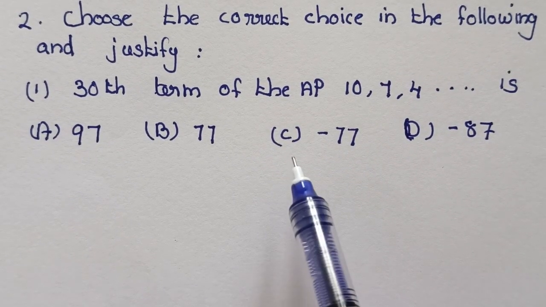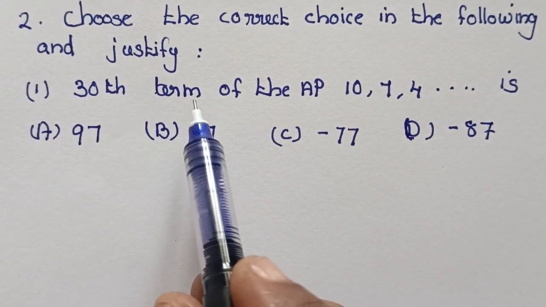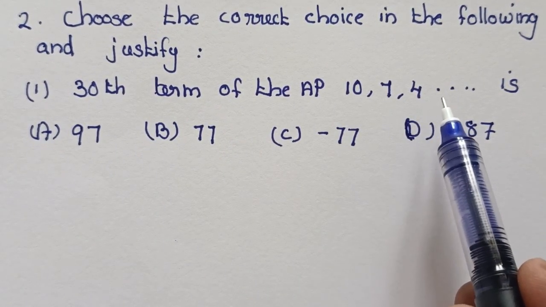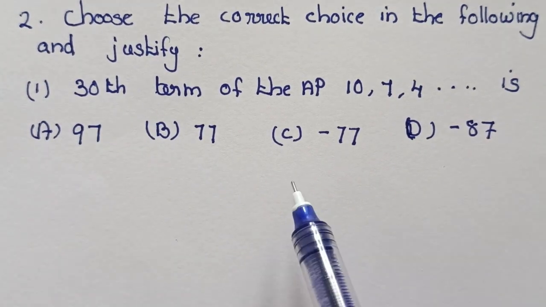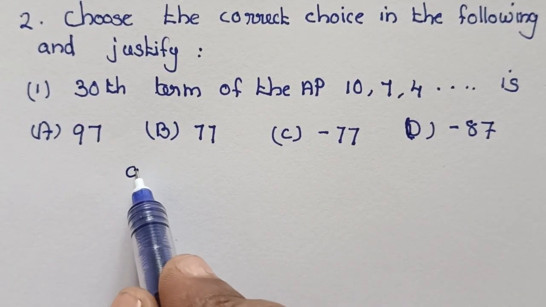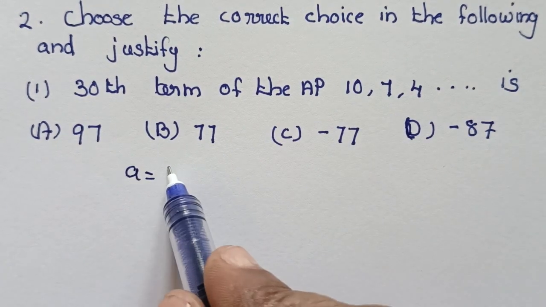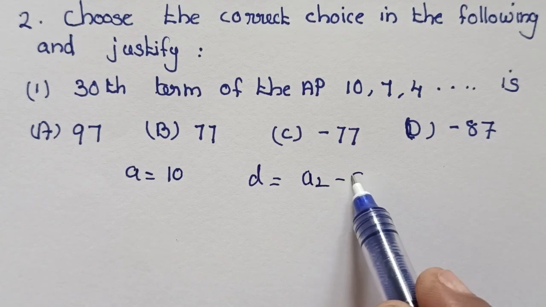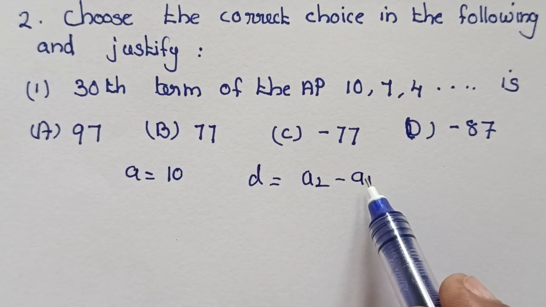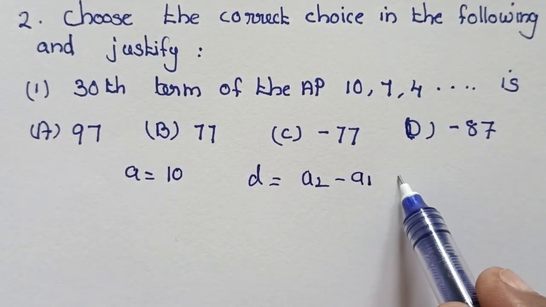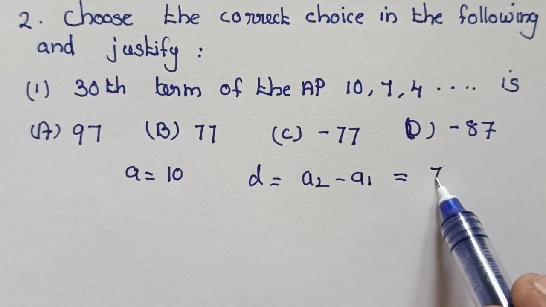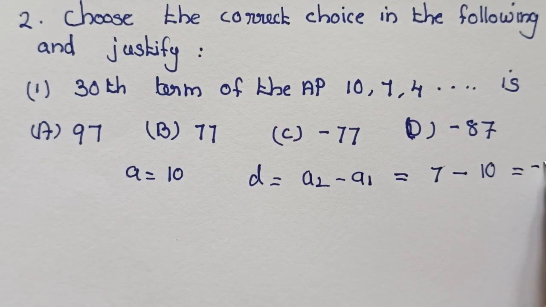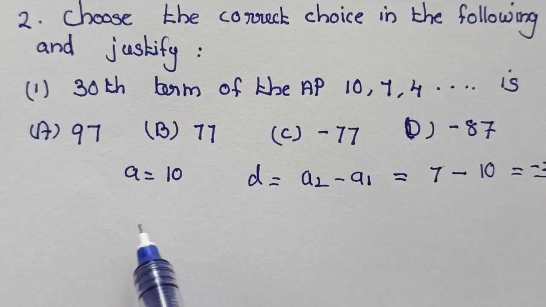Second question. Choose the correct choice in the following and justify. 30th term of an AP 10, 7, 4, etc. is. We have to calculate the 30th term. So here in this sequence a equal to 10. Common difference d equal to a2 minus a1, where a1 is the first term. That is 7 minus 10, that is equal to minus 3. Common difference equal to minus 3.